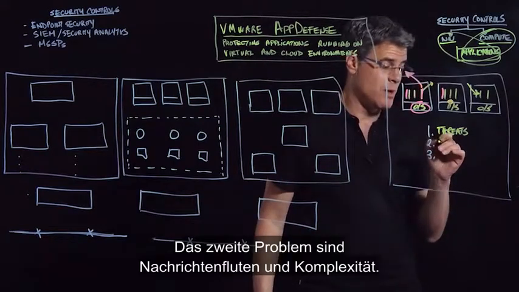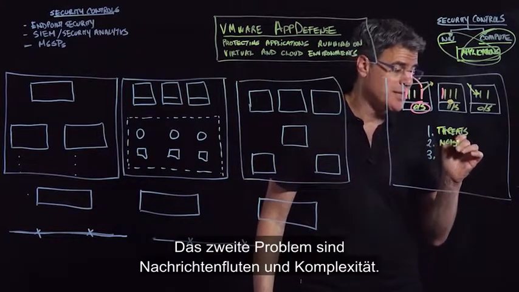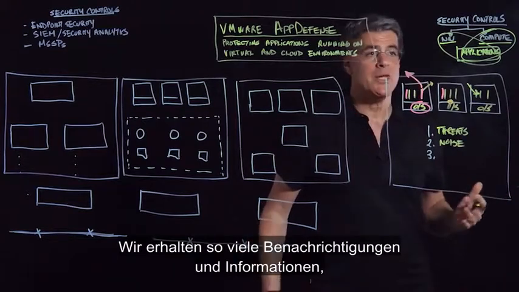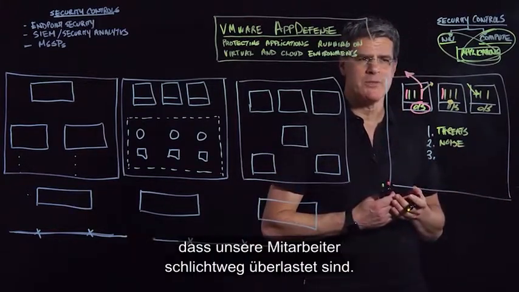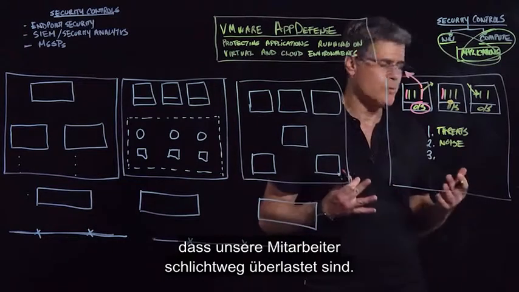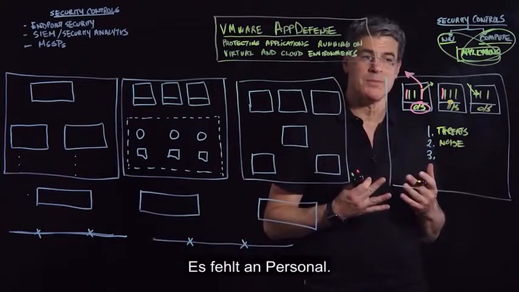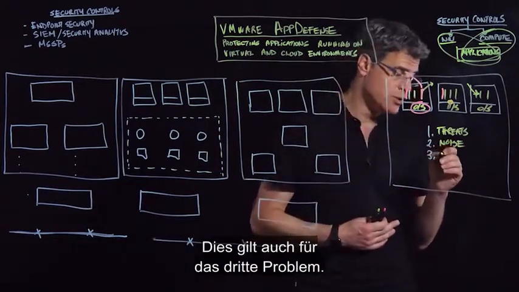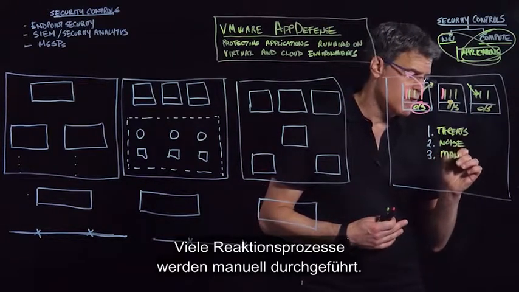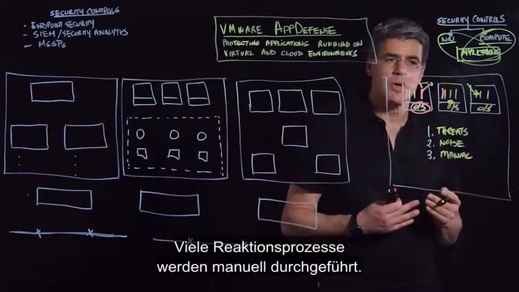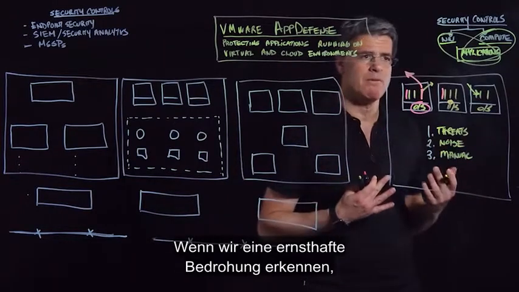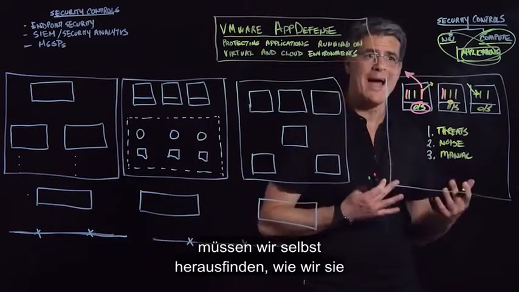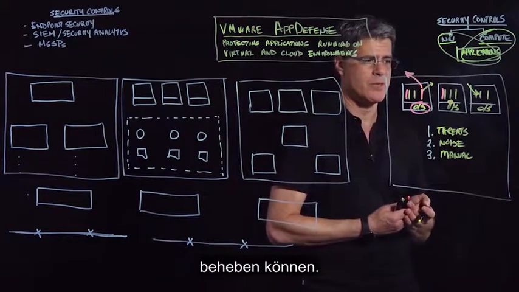The second problem we have is noise and complexity. We get so many alerts and information overload in our environments that we simply don't have the people or the manpower to be able to deal with it. And the same is true of the third issue, which is just how manual a lot of the response process tends to be as we identify a serious threat in our environment, and we have to figure out how do we remediate through this environment.